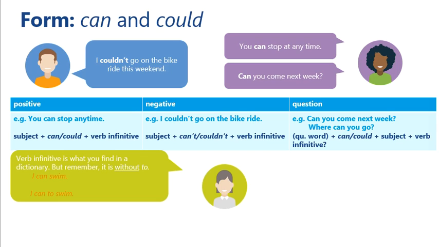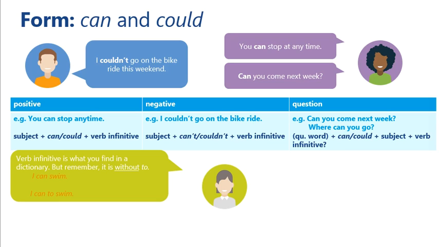Now, let's look at the positive, negative and question form for these modal verbs. In the positive, we have, for example, you can stop anytime. So we have the subject, you, the modal verb, can or could, and the verb in infinitive form, stop. In the negative form, we have, for example, I couldn't go on the bike ride. We have the subject, I, the modal verb, couldn't, and the verb in the infinitive form, go on the bike ride, with the complement.